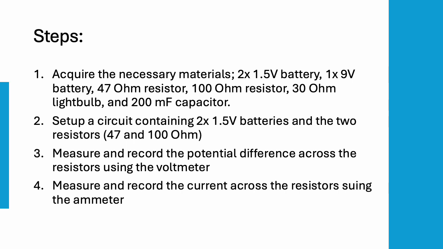Set up the circuit containing two 1.5 volt batteries and the two resistors, 47 and 100 ohms, respectively. Measure and record the potential difference across the resistors using the voltmeter, and then measure and record the current across the resistors using the ammeter.